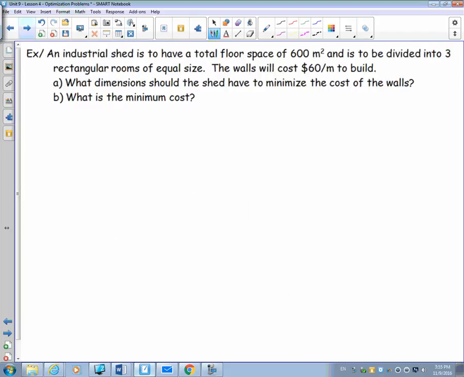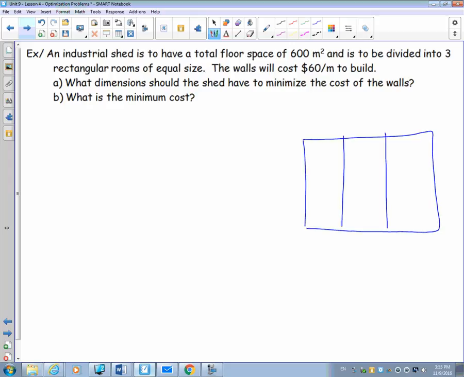Okay, let's look at another example. From grade 10 again, quadratics. An industrial shed has a total floor space of 600 meters squared, and it's going to be divided into 3 rectangular rooms of equal size. So we need a rectangle, we're going to divide into 3 equal sized things. The walls cost $60 per meter to build. What dimension should the shed have to minimize the cost of the walls?